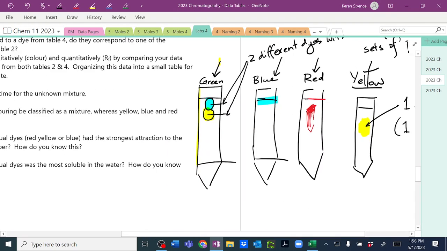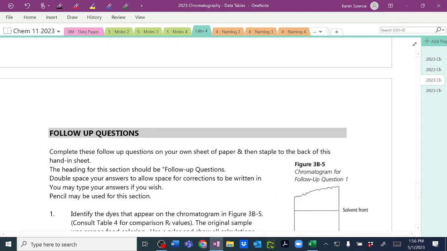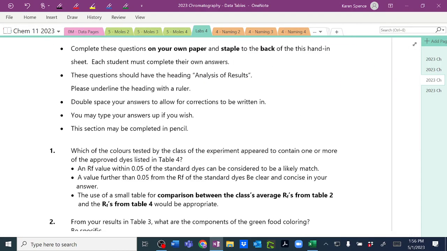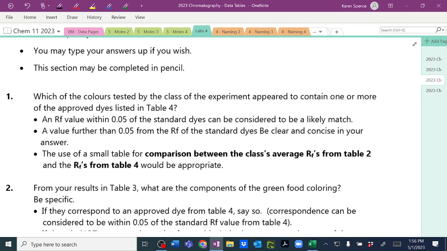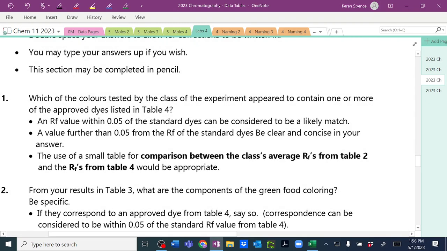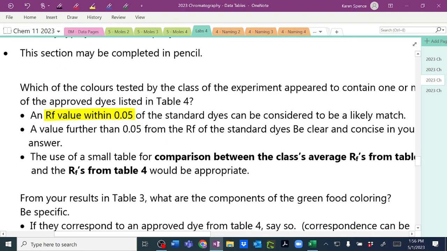Quantitatively, that means the data. So when we look at, say, our analysis questions, and quite frankly, something happened really bad here. In question number 1, I was reading it and I'm like, oh my God, there's half a sentence and then the other sentence starts. So one thing that you want to make sure you pay attention to is that if you have an RF value within 0.05 of the standard dyes, that's from table 4, that can be considered a likely match.